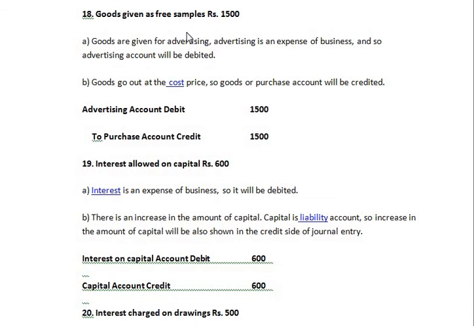Goods given as free samples. Free samples is considered as advertising expenses. So that's why advertising account debit to purchase account. Goods go out at cost price, so we can call it a purchase account.